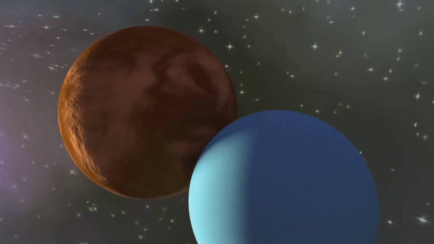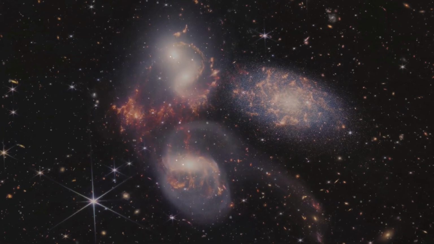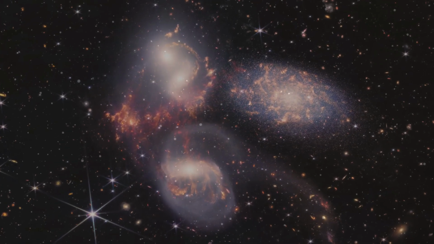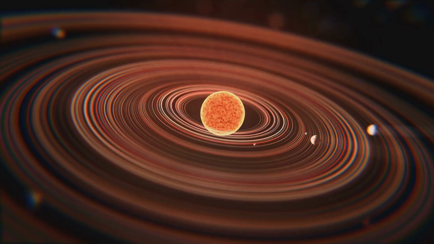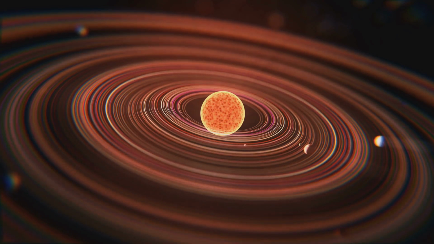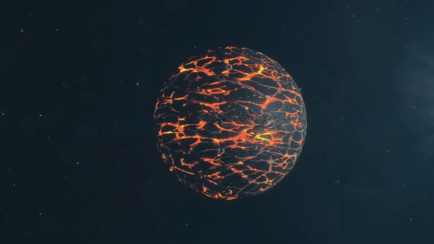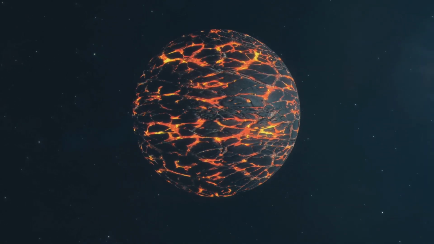The process of planet formation was a chaotic and violent one. Planetesimals collided with each other at high speeds, some shattering into pieces, others merging to form larger bodies. Over millions of years, the largest planetesimals in each region of the disk swept up most of the remaining material, growing into protoplanets, the precursors to the planets we know today.